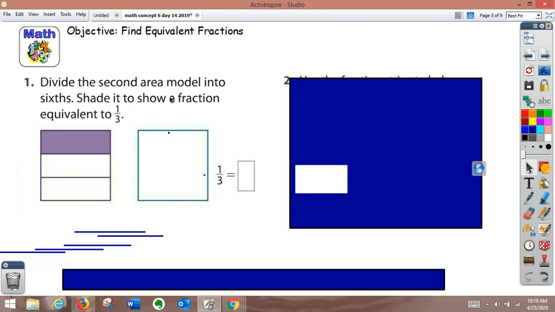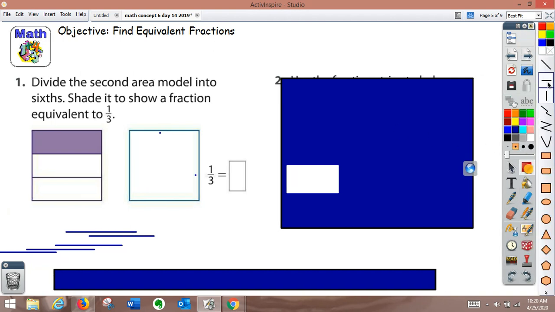Okay, divide the second area model into sixths. Shade it to show a fraction equivalent or the same as 1/3. So here they have a box, they have a pizza, they have a cake. They divided it into 3 pieces, but we're talking about one. 1/3 is shaded. So they want me to divide this one into sixths. Well, let me see what I can do here.